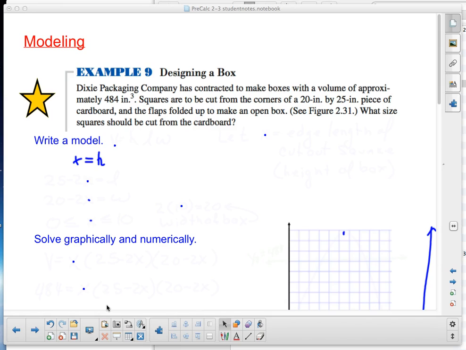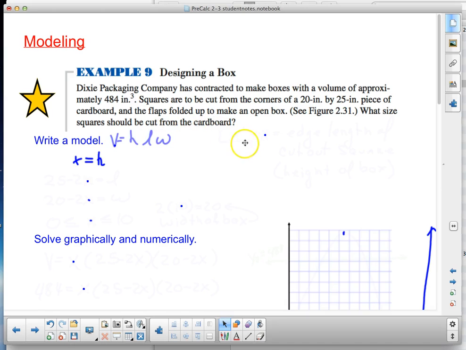Dixie Packaging Company is contracted to make boxes with a volume of approximately 484 inches cubed. Squares are to be cut out of the corners of a 20-inch by 25-inch piece of cardboard and the flaps folded up to make an open box. So the height of the box will be x. What size squares should be cut from the cardboard? Well, remember, this is volume.